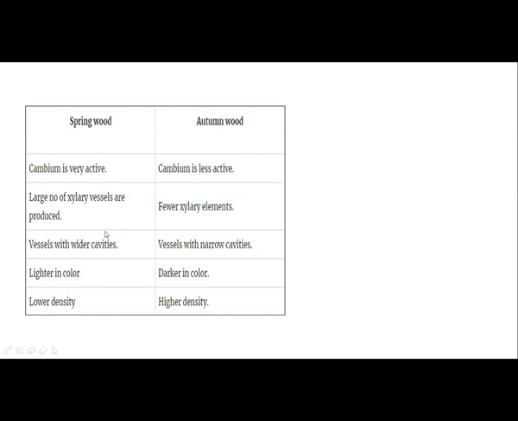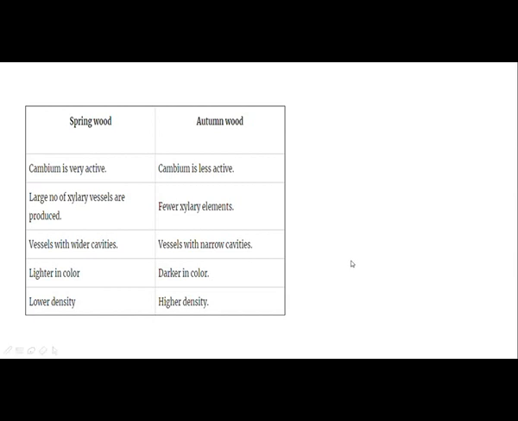So as you can see the difference between the two types of wood. In case of spring wood, the activity of cambium is very high, whereas in case of autumn wood, the activity of cambium is less. In case of spring wood, due to the high activity of cambium, a large number of xylem vessels are produced, whereas in case of autumn wood, due to less cambium activity, fewer xylem elements are formed. The vessels are with wider cavities in case of spring wood. The wood is light in color and of lower density, whereas in case of autumn wood, the vessels are of narrow cavities, darker in color, and of higher density.